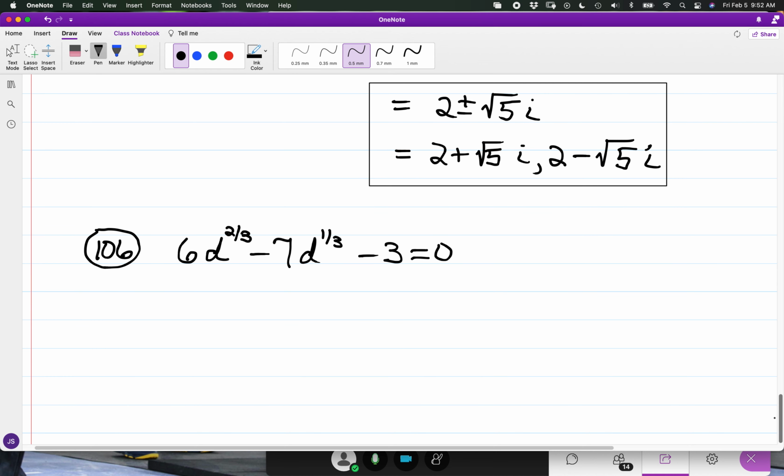Now, we don't have a quadratic equation, but we do have an equation that is quadratic in form. In the variable D, you have the degrees 2/3 and 1/3, and the higher order, 2/3, relative to the lower order, 1/3, comes out to a 2-to-1 ratio. And so this equation is going to be quadratic in D to the 1/3.